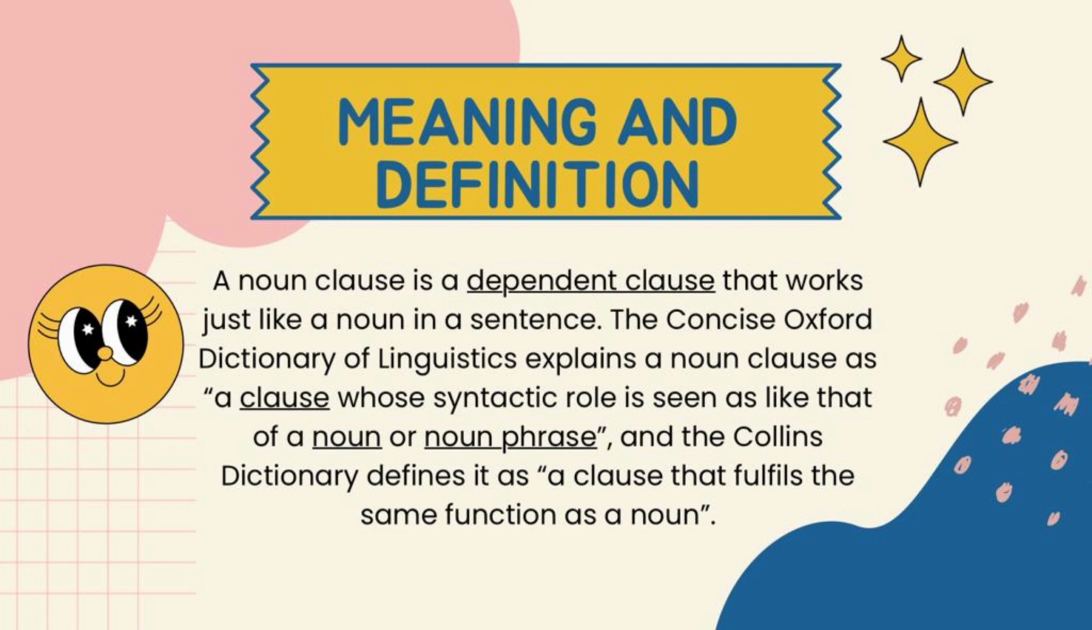The Concise Oxford Dictionary of Linguistics explains a noun clause as a clause whose syntactic role is seen as like that of a noun or noun phrase, and the Collins Dictionary defines it as a clause that fulfills the same function as a noun. It typically begins with a subordinating conjunction, for example that, whether, if, or a question word, for example what, who, how, and acts as a single unit, often performing roles such as the subject, object, or complement within the main clause.